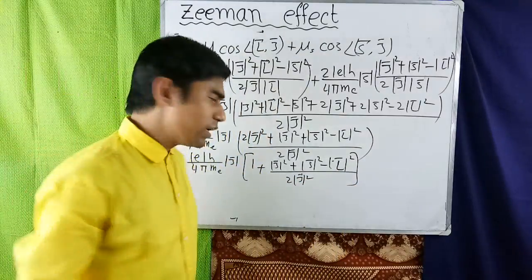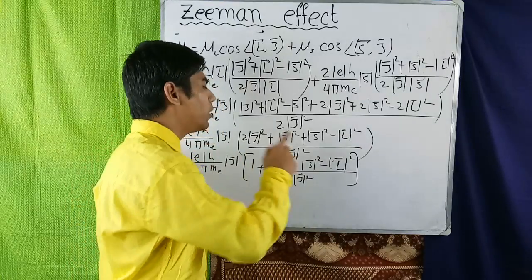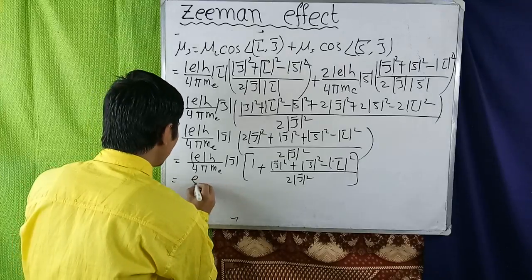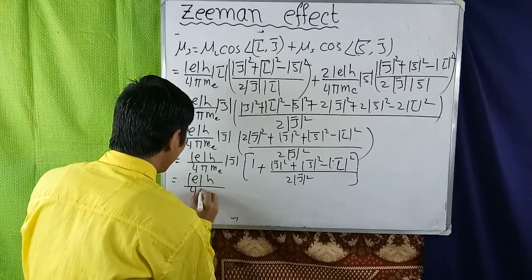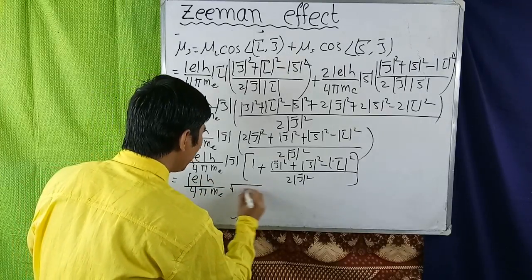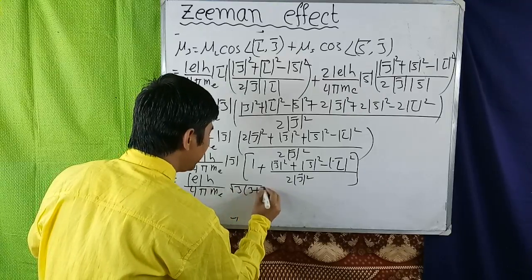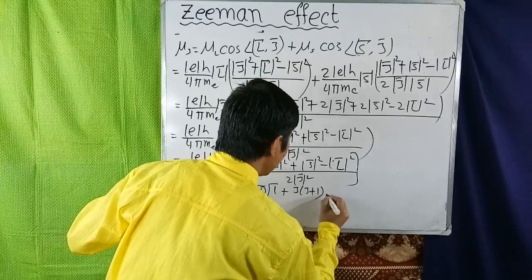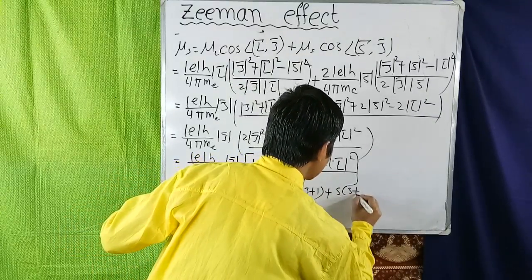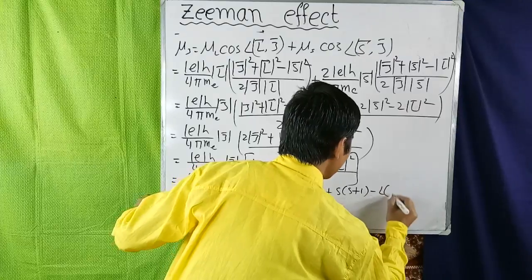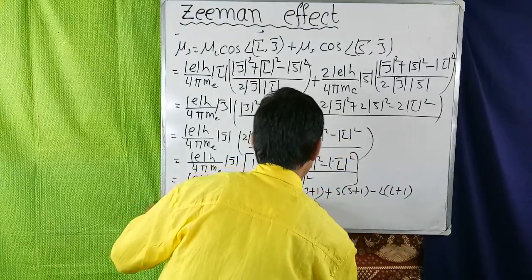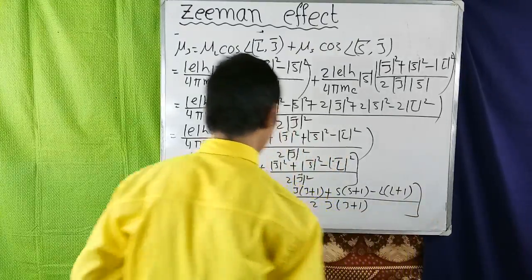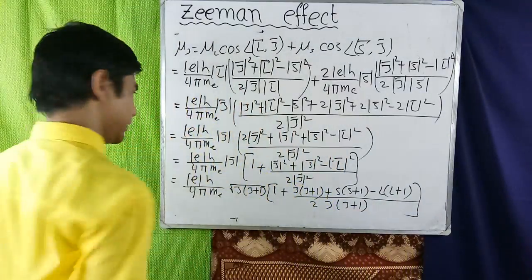Now if we put the values of modulus of J, modulus of L and modulus of S, then we get e h by 4 pi m e into root over J into J plus 1, into 1 plus J into J plus 1 plus S into S plus 1 minus L into L plus 1 by 2 into J into J plus 1. So this is mu J.